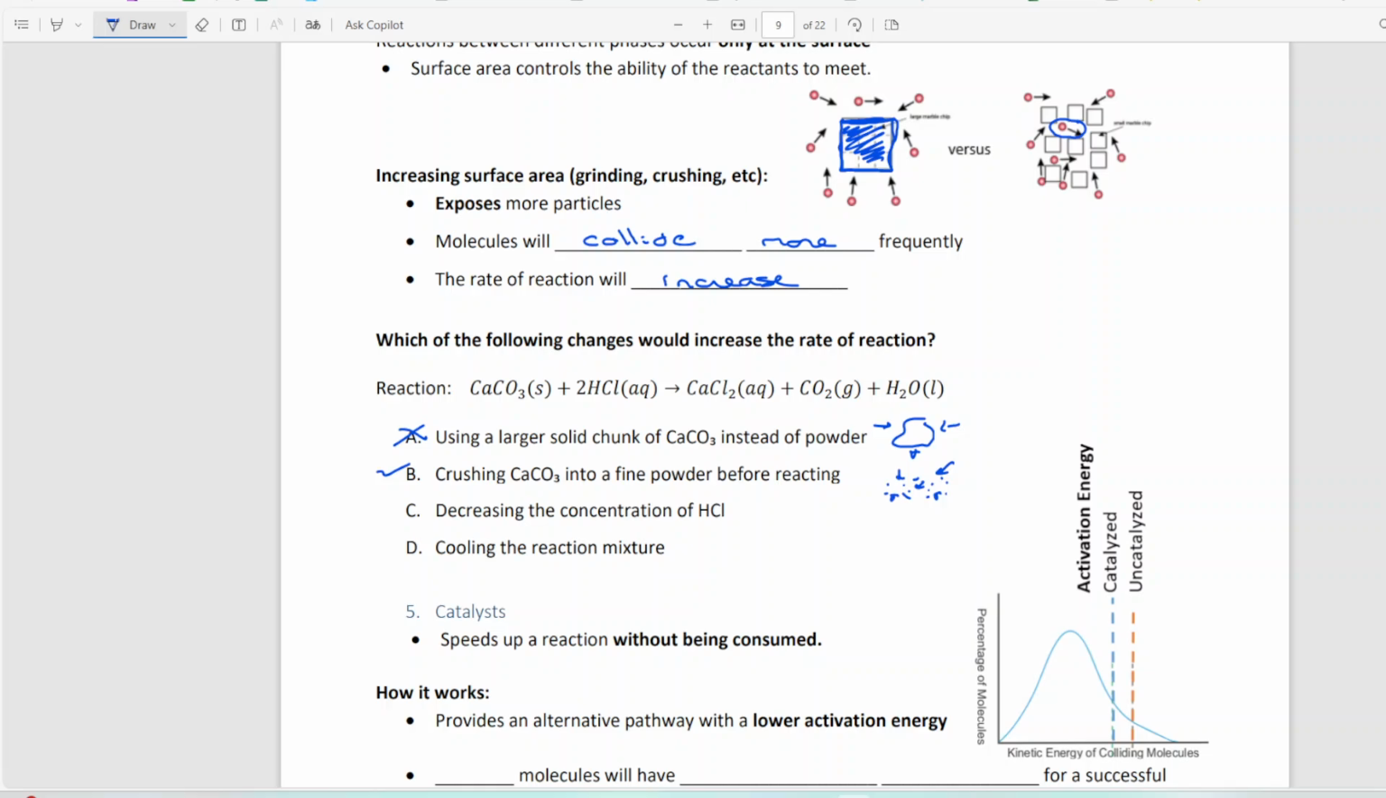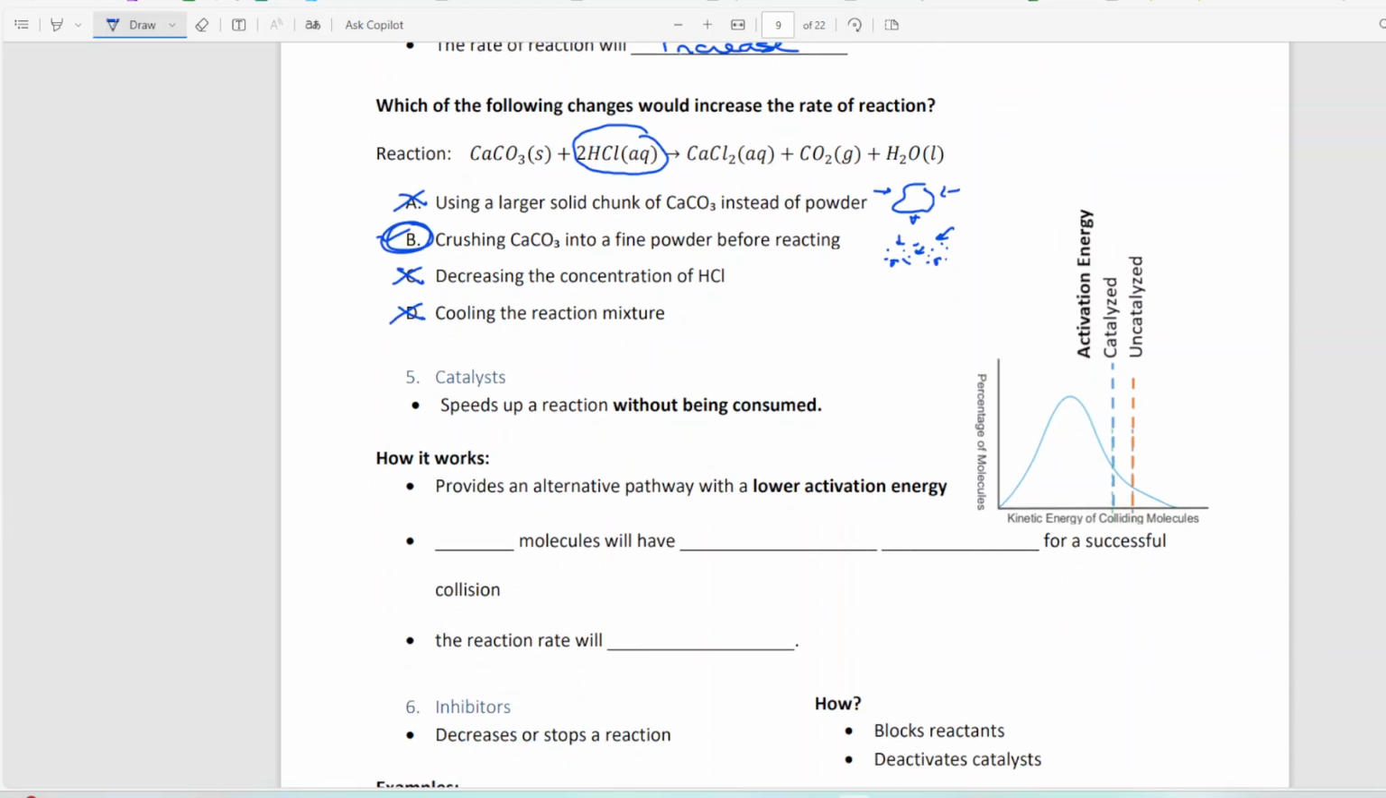What about decreasing the concentration of hydrochloric acid? Well, that's decreasing the concentration of a reactant, so definitely no. What about cooling? Definitely no. We always want to increase the temperature. We want to increase the average kinetic energy of the system. So my only answer would be B, increasing the surface area of my solid.